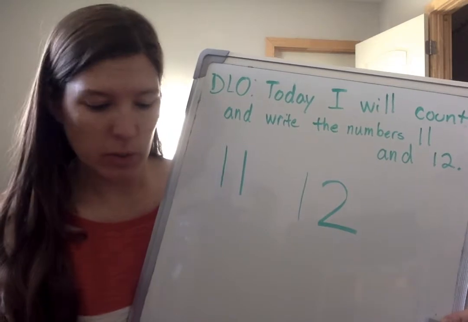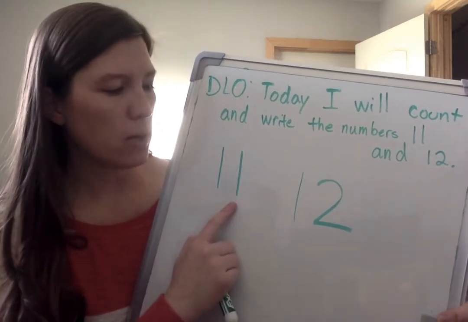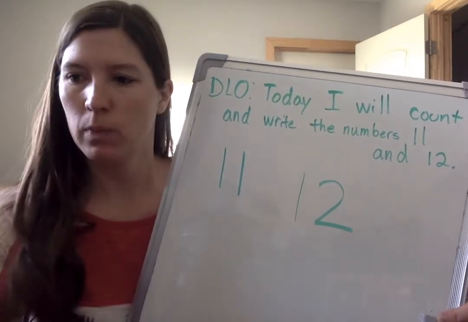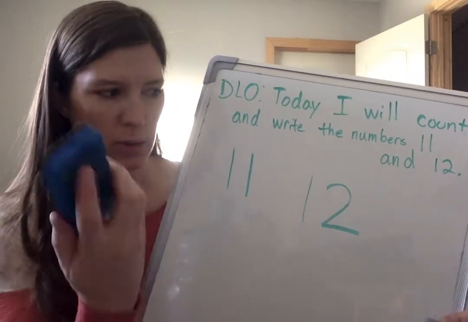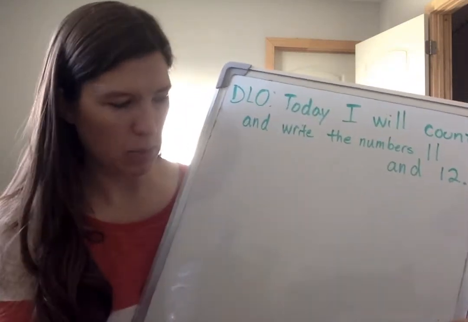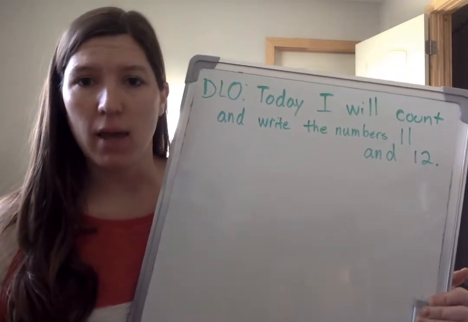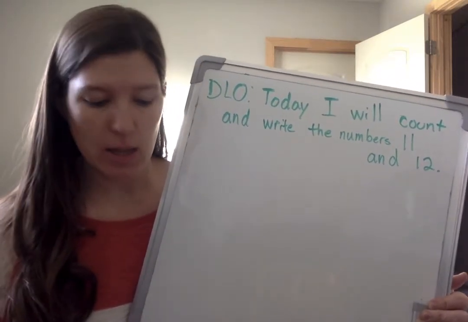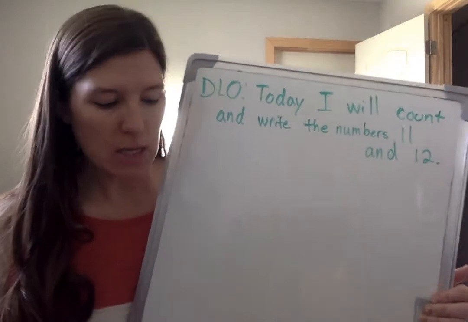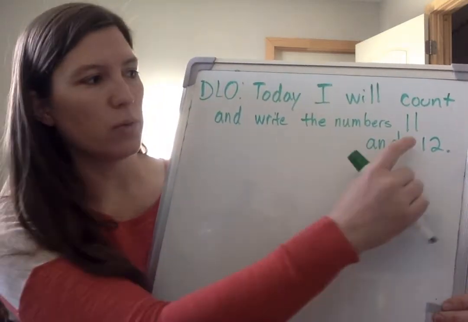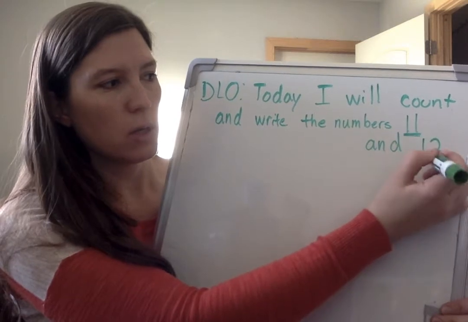So those are the two numbers that we're practicing today. 11 is a 1 and a 1. 12 is a 1 and a 2. I always forget my eraser is just at the bottom of my board. I'm going to put some items up here and we're going to count them and then write the numbers. You'll see, and I'll leave 11 and 12, well, we see it right here, 11 and 12.